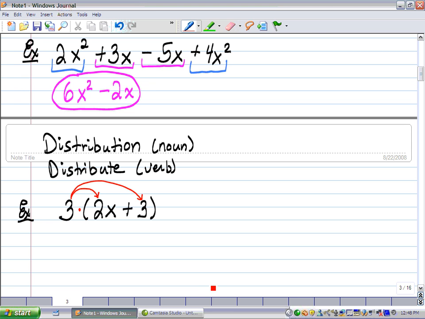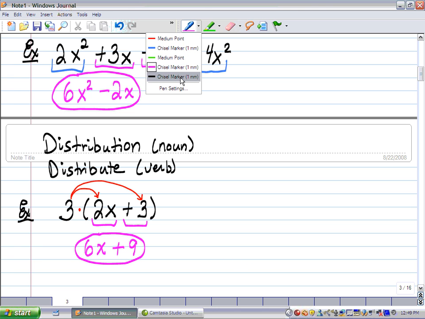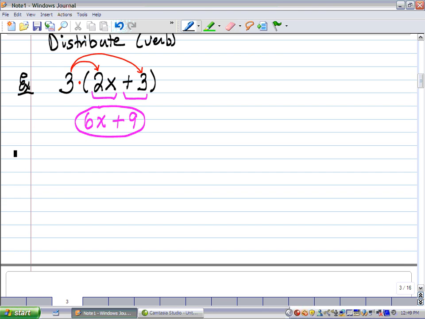So I'm going to distribute this 2 to each of these two terms. There are two terms here, 2x and plus 3. So 3 times 2 would be 6, so the first term is 6x. 3 times 3 is 9. So my simplification done by distribution in this example is 6x plus 9.